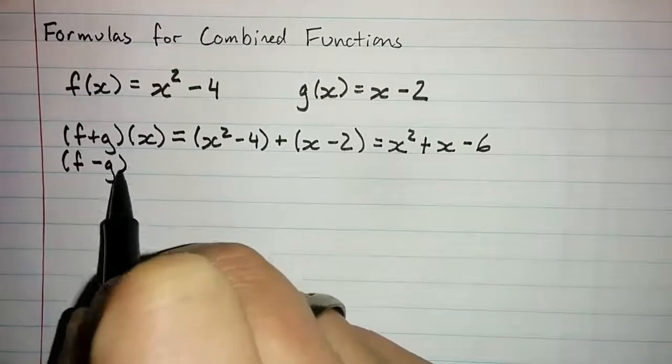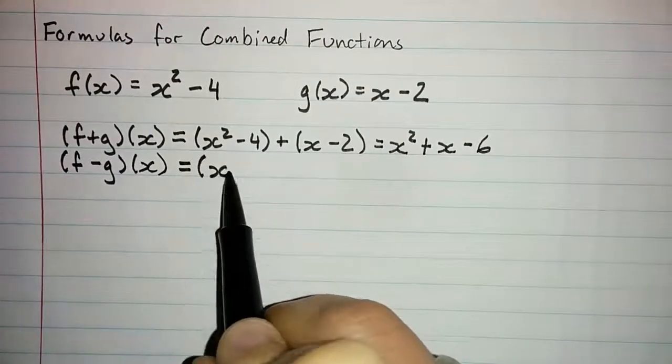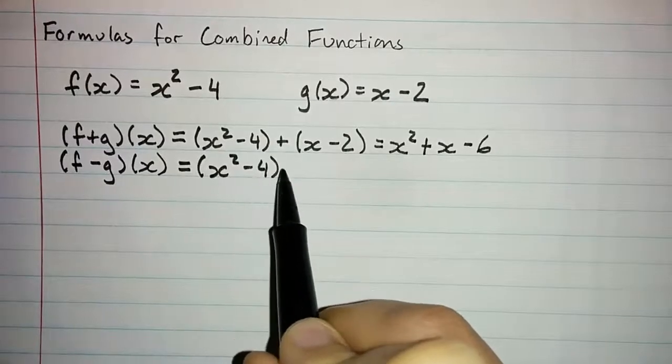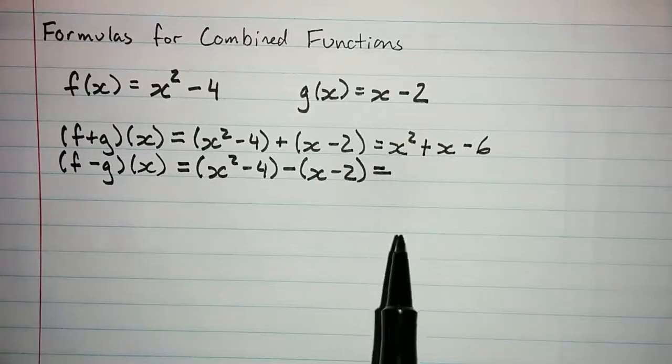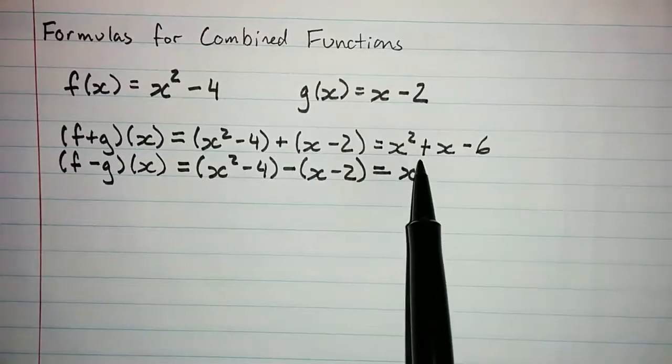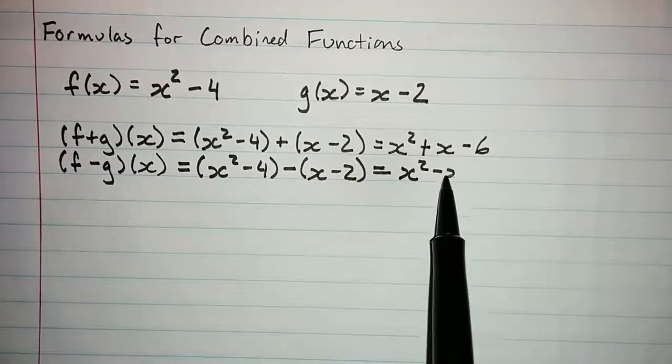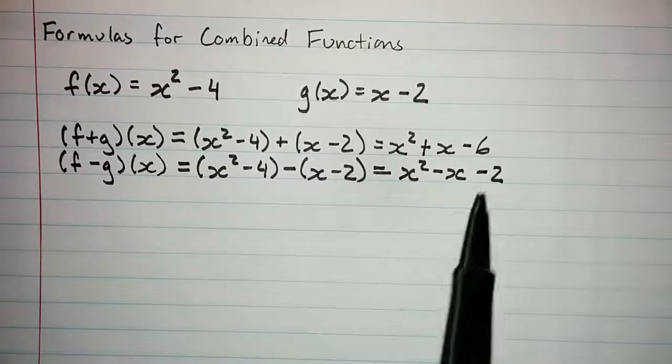F minus g of x, well, that would be x squared minus 4 minus, x minus 2. Working the subtraction carefully, that'll be x squared minus x minus 2.